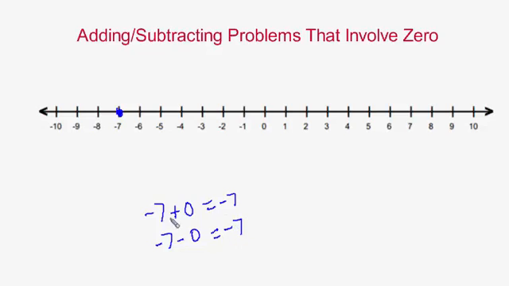Another way to think of it is if you owe somebody $7, you're in debt $7, so that would be negative 7. Adding and subtracting 0 could be thought of as that you neither add or subtract to your debt, so since the situation didn't change, you'd be left where you started. So you started at negative 7, you would end at negative 7.